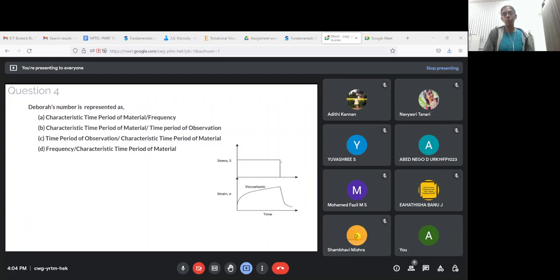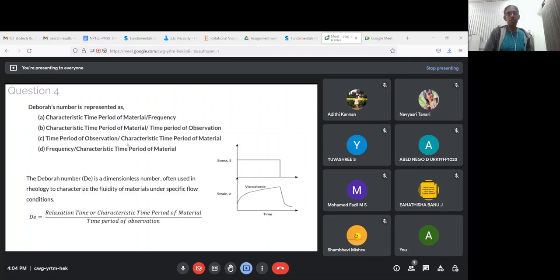That is, if you withdraw the stress, the amount of time it takes to come back to almost its original state is called the relaxation time, or the characteristic time period of the material. That is the time it requires to adjust. And the time period of observation is the entire time of your process. That is the entire time it has taken for applying the stress and removing the stress, which is basically the entire time of the experiment.